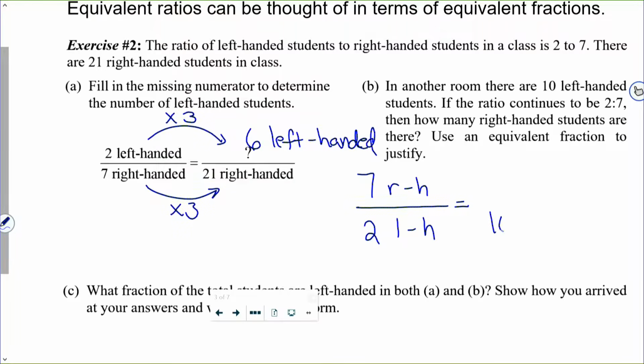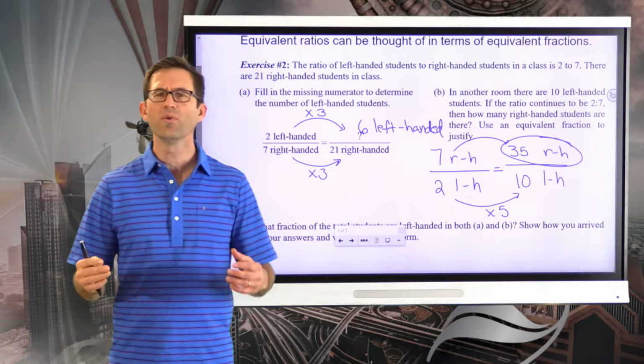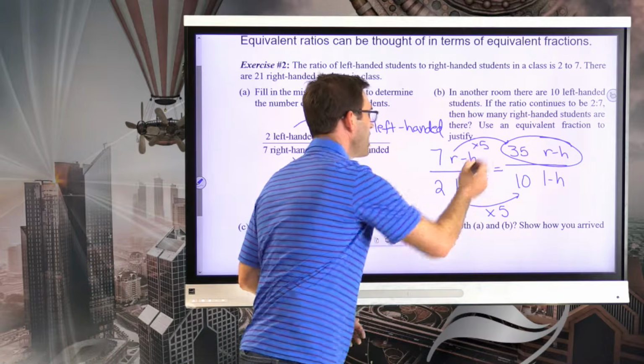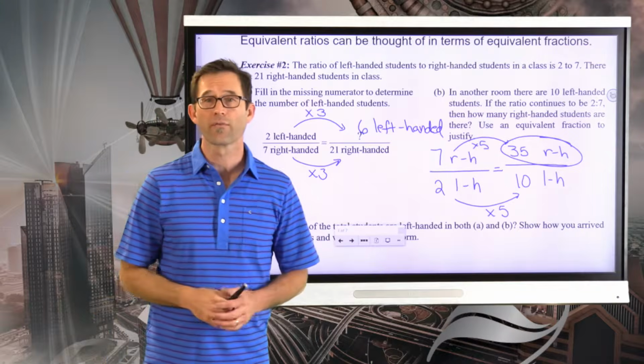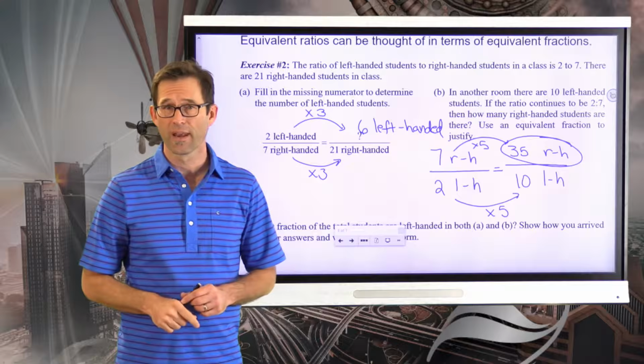And we're told that we have 10 left-handed students. So to go from 2 to 10, we'd have to multiply by 5. If we do the same multiplication for the right-handed students, we would end up with 35 of them. All right? Again, beautifully done with these, let me just show that multiplication, with these equivalent fractions, right? It's all equal to 2/7 or 7/2, depending on how you look at it.